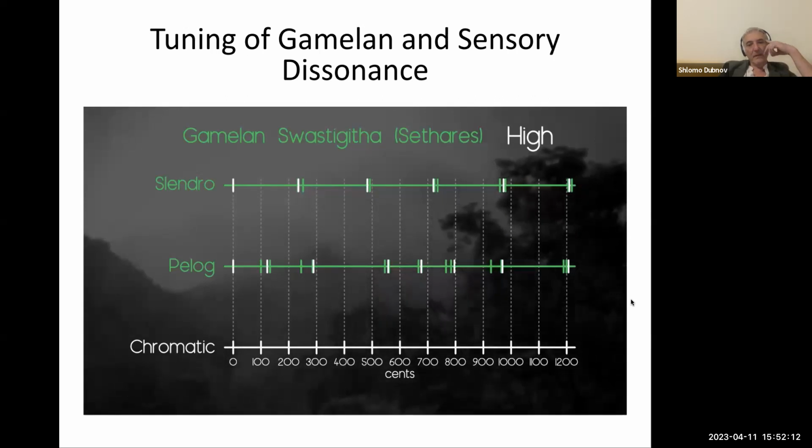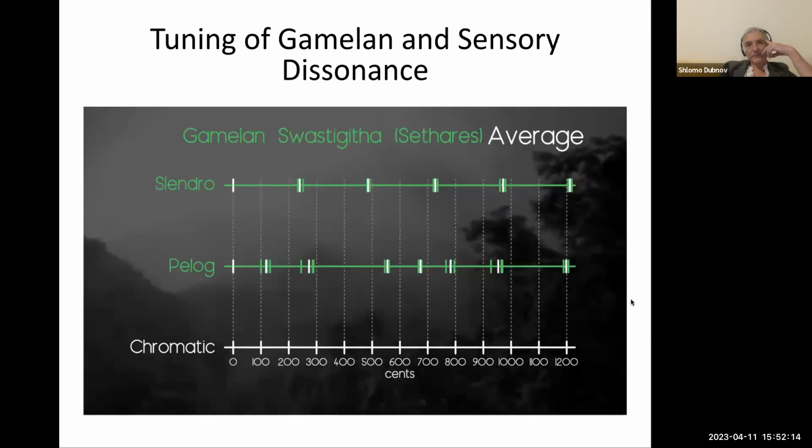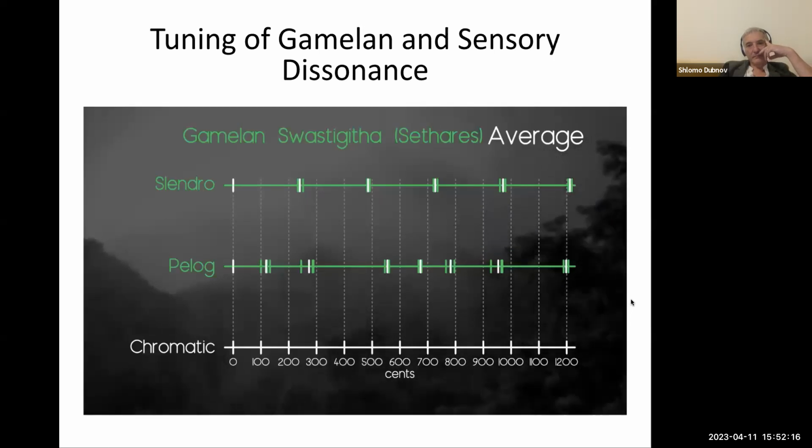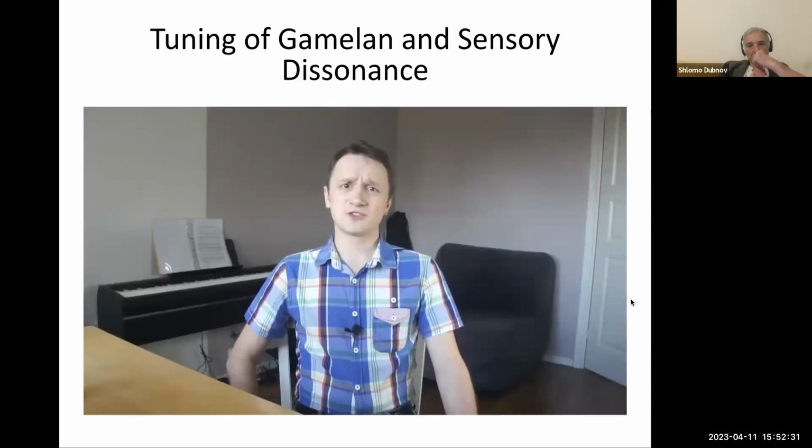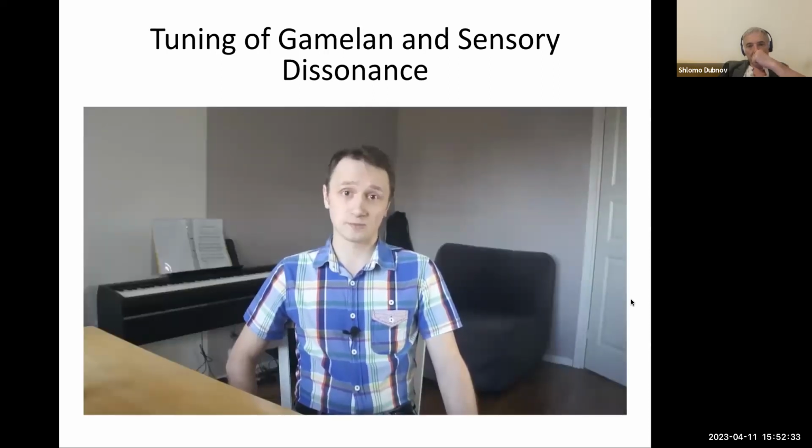For simplicity, from now on, I will use averaged values for notes in Slendro and Pelog. We see that Slendro is dividing an octave evenly, and thus it is close to five-tone equal temperament. And Pelog is non-equally tempered tuning, and is not well approximated with notes from chromatic scale. But deviations of tuning with register is not the whole story.